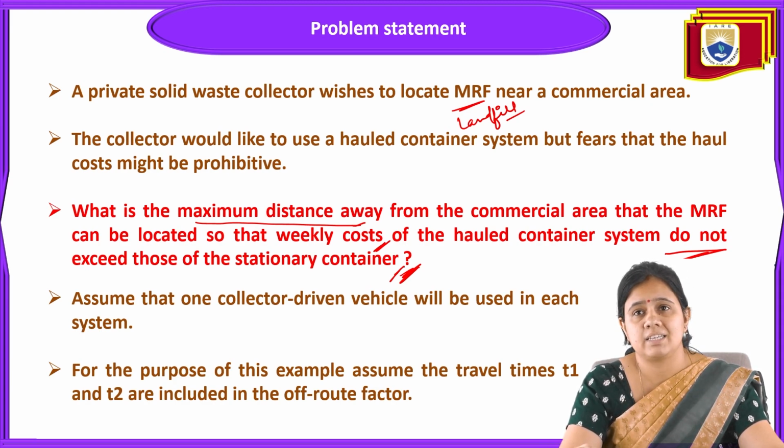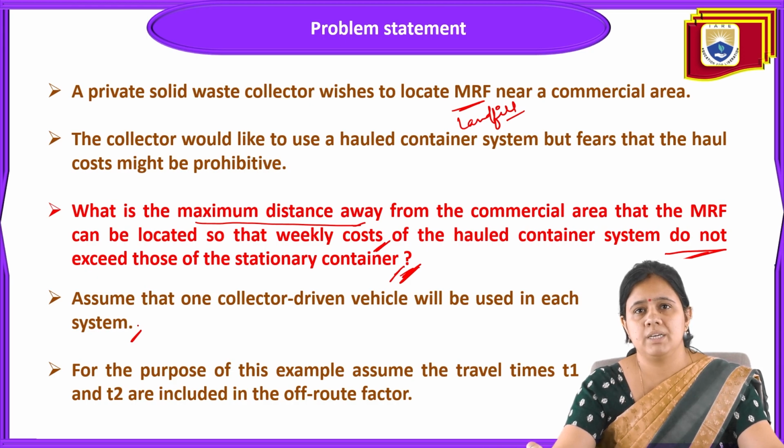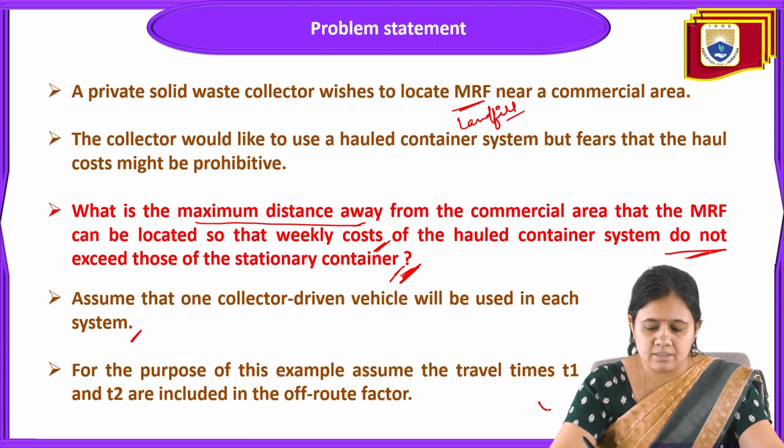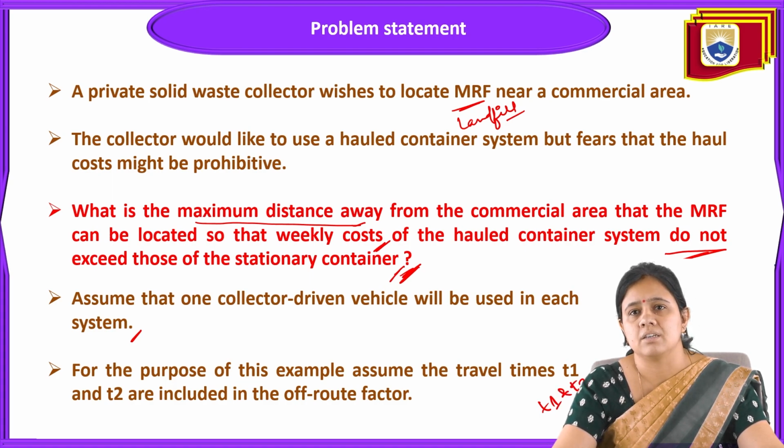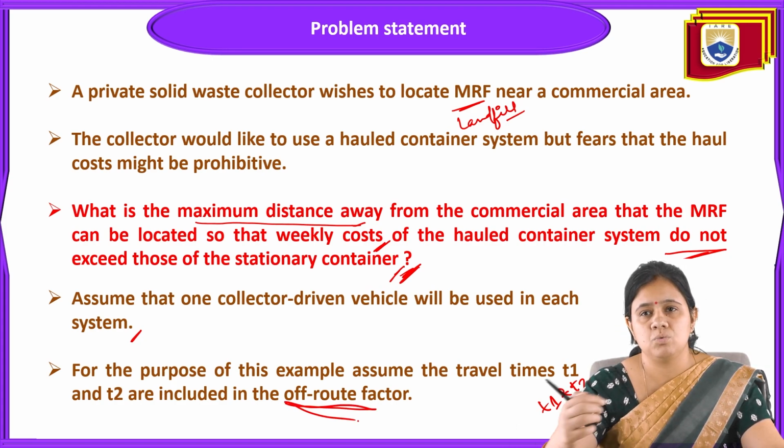Assume that one collector driven vehicle will be used in each system, only one collection vehicle. For the purpose of this example, assume the travel times T1 and T2 are included in the off-route factor.